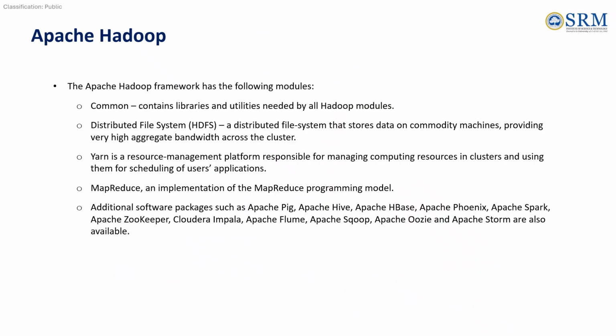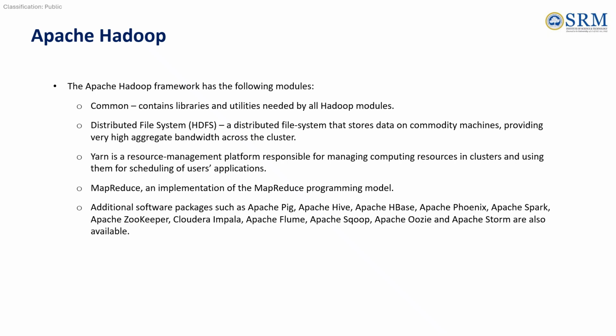Let us now look at the major modules present in the Apache Hadoop framework. The first module is Hadoop Common. This contains the basic libraries and utilities required by all other Hadoop modules. It acts as the foundation for the entire Hadoop ecosystem. The second module is HDFS or Hadoop Distributed File System. HDFS is responsible for storing data across multiple commodity machines in a distributed manner. It provides high bandwidth and reliable storage for large-scale data processing.